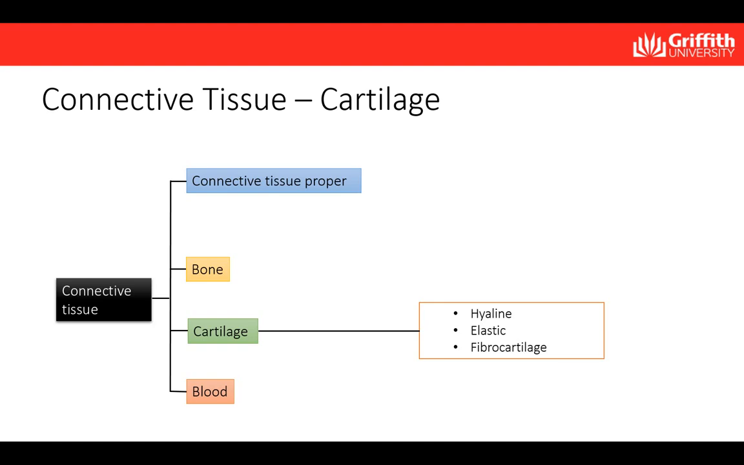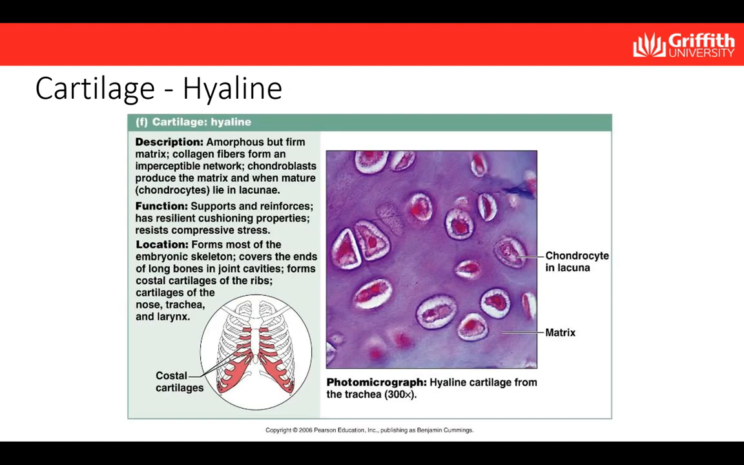Chondroblasts are the predominant cell types that produce cartilage, and we'll investigate each of these separately now. Hyaline cartilage is the most abundant kind of cartilage in our body. It contains a large number of collagen fibers. Chondroblasts produce the matrix of the cartilage, and when mature, the chondrocytes can be seen in the lacunae.